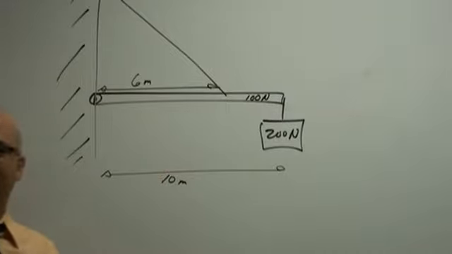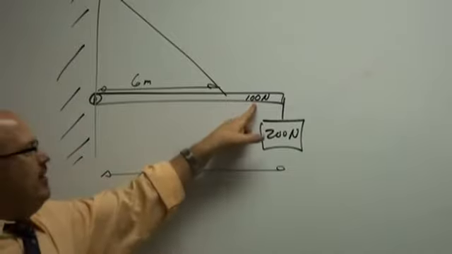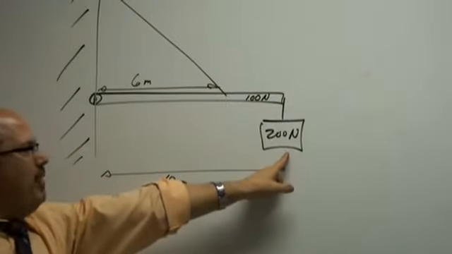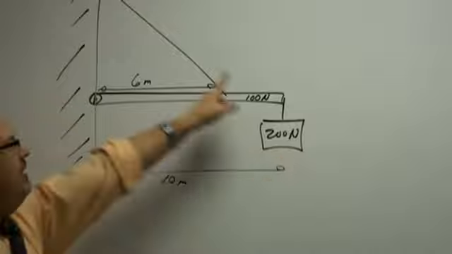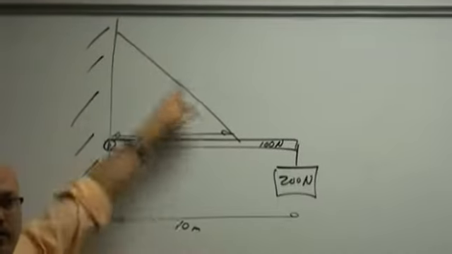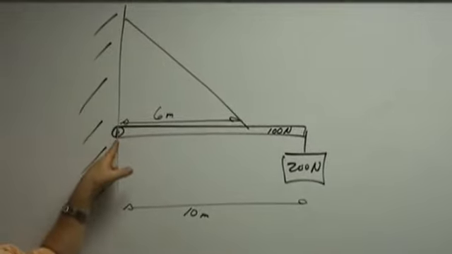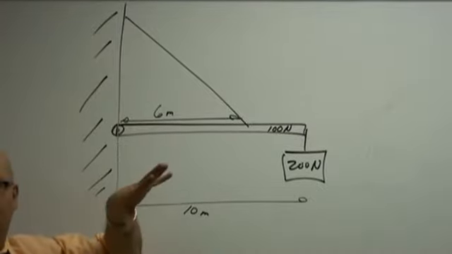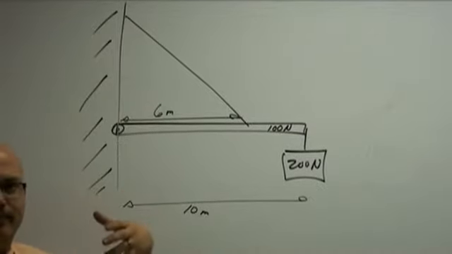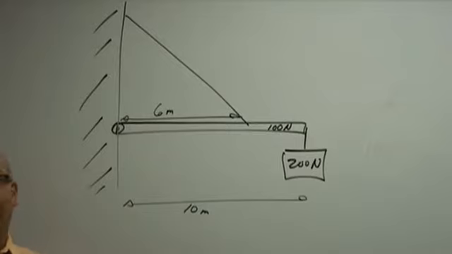Okay, so you have a beam right here, a beam that's 100 newtons. It's holding up a 200 newton weight. There's a cable right here, and it pivots right here. It's sitting still, not moving, so all the forces must cancel. Okay, I want to know what's the tension in the cable.